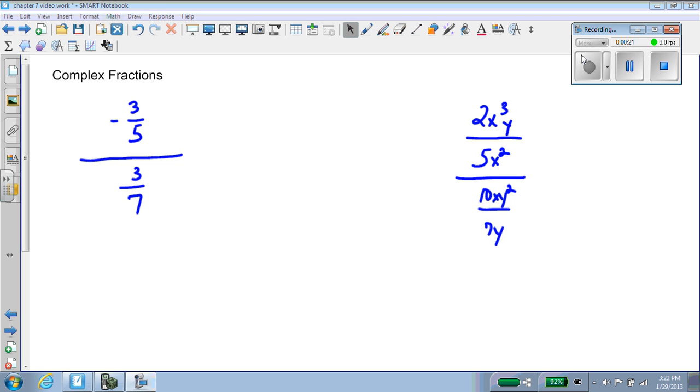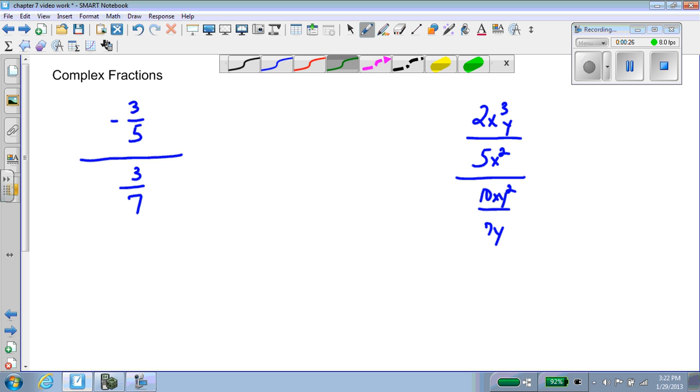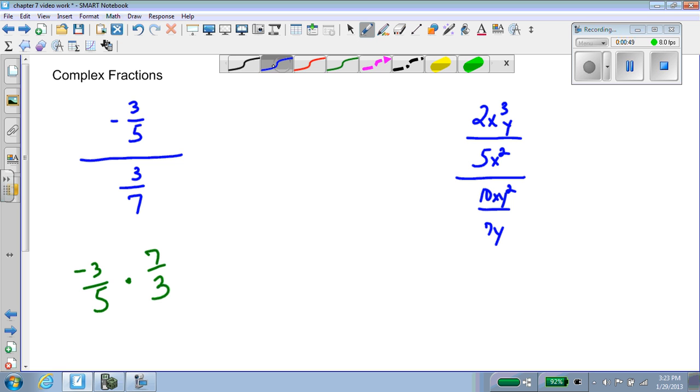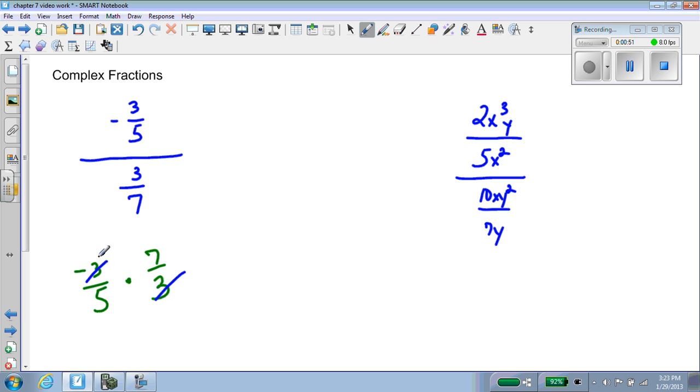So if my complex fraction is just numbers, then what I'm going to do is just read this as a division bar. The giant one between the numerator and the denominator, I will read as division. So we have -3/5 divided by 3/7, so multiplied by 7/3. And then I can do my simplifying and end up with -7/5.